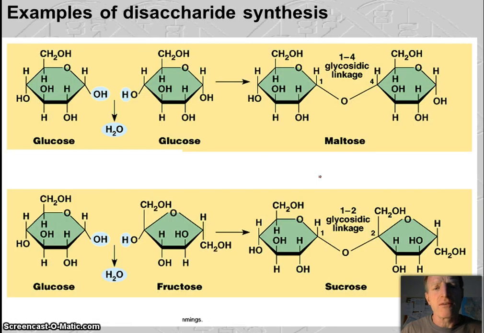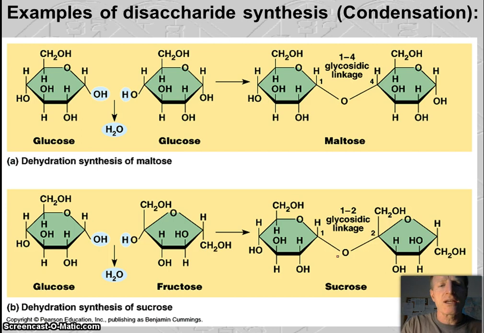So if we look at connecting two monosaccharides to form a disaccharide, I have a glucose and a glucose, they form a maltose, or a glucose and a fructose forms a sucrose, that's just table sugar. Remember what this reaction is called? We take two monomers, pull off water, and connect them to make a disaccharide or a polymer. That's called a condensation or dehydration reaction, right? We're removing water to covalently bond two monomers to make a polymer, okay?